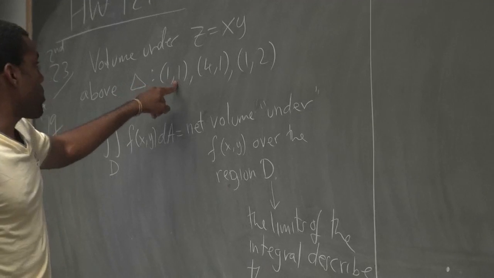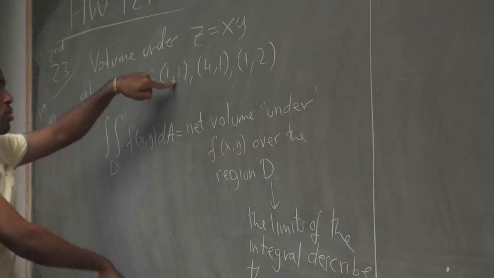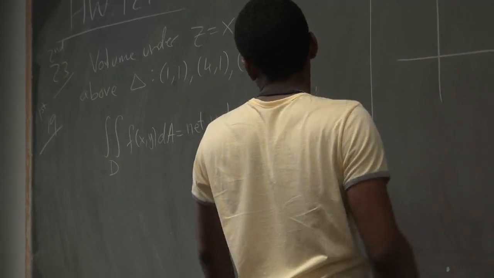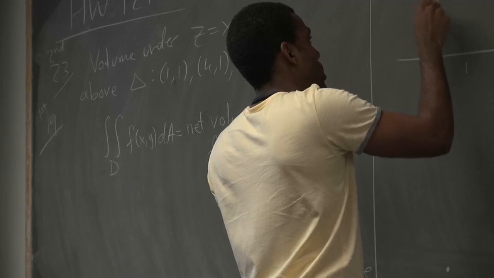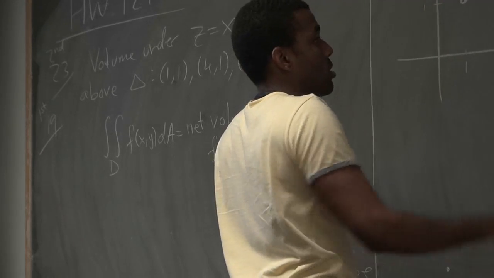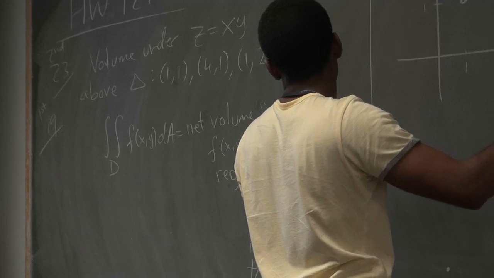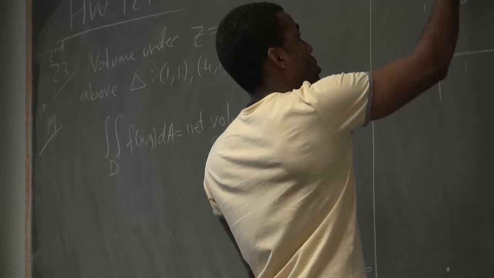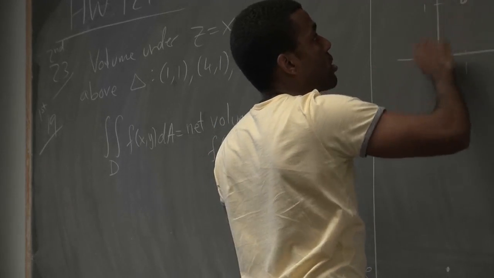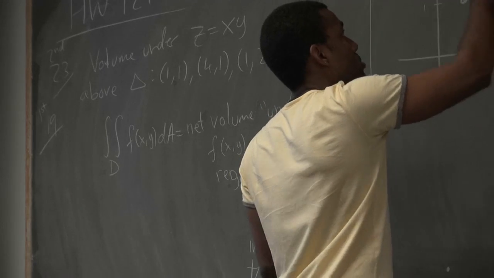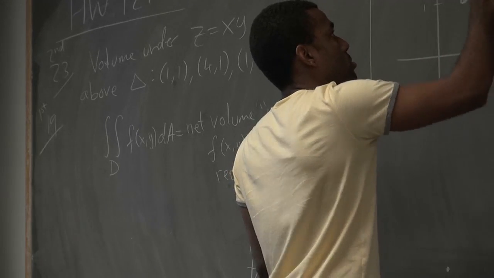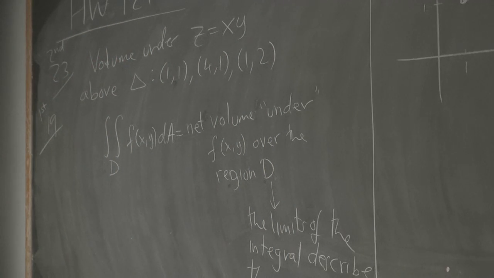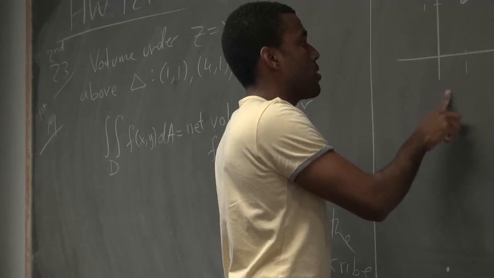Okay, so here we first have to figure out what the D looks like, because that's going to tell us what limits we have to put on the integral. So let's actually figure out what this guy looks like. So we're going to do (1, 1) here. I can do (4, 1) there, and then (1, 2). Right? So this is my region D for this particular problem. So now we have to describe that using inequalities. How would we do it?